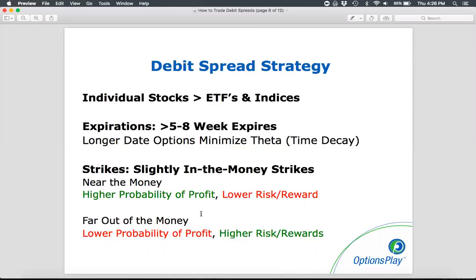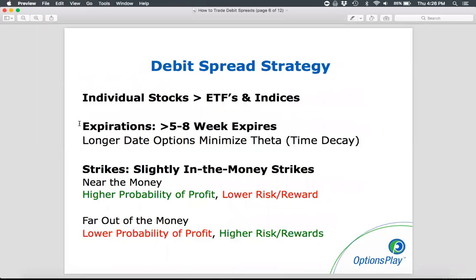So that's why it's kind of flipped between ETFs and indices, which generally don't move as much. From a volatility perspective, individual stocks tend to have more volatility. Think Facebook, think Netflix. These are stocks that have 10, 20% moves in a day. Your SPY or QQQ or IWM ETFs, they don't move that much every day. So that's why those instruments are better for credit spreads and individual stocks are better for debit spreads.